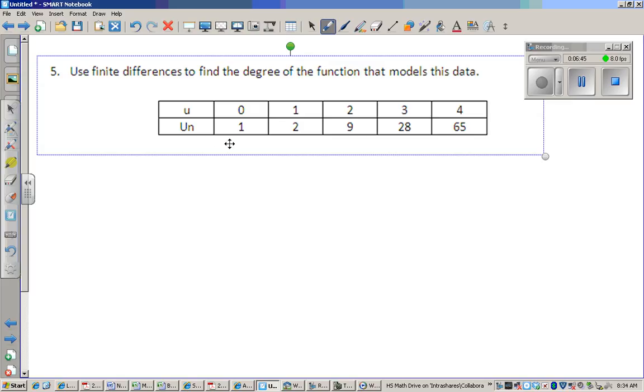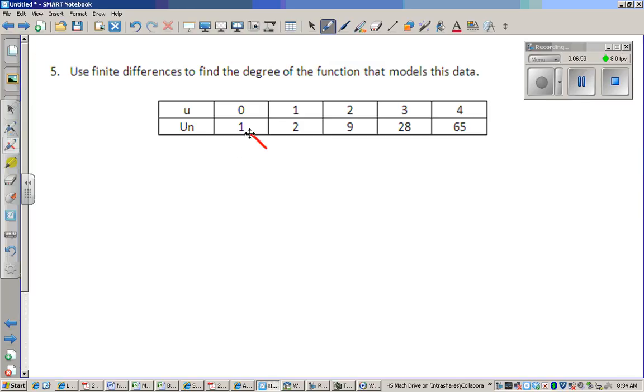Okay, let's use the finite differences method to find the degree of the function that models this data. Finite differences, what we learned was that we started looking at the differences if our input values, our x values, or in this case our n values, were evenly spaced, like these are, 1, 2, 3, 4. Then we looked at the difference in the output y values, u sub n values in this case. So this was plus 1, then we went up 7, then we went up 19, and then we went up, what's that, 37.